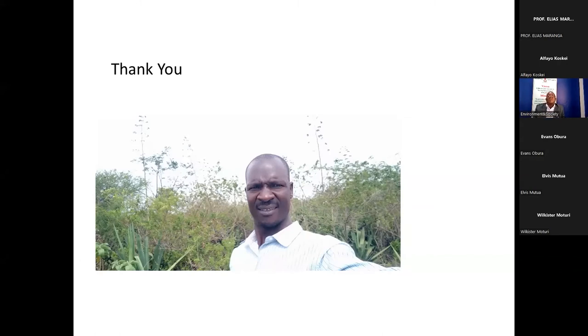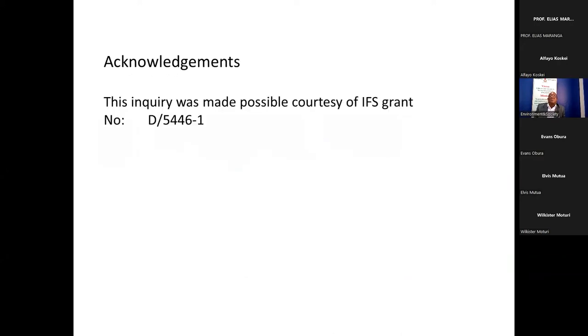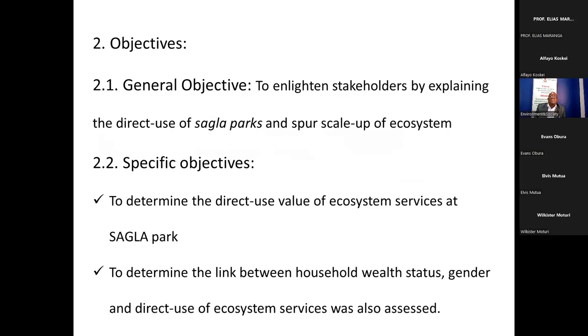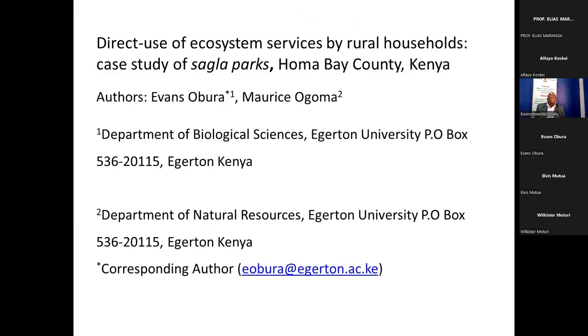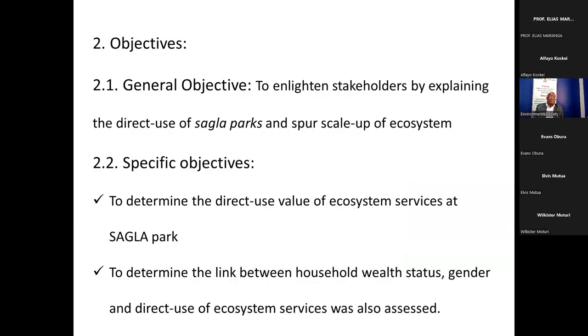There's another question here. Somebody is asking, what problem were you addressing by this research? The other question is, you talked about charcoal burning. Is there any replacement of trees which is being burned for charcoal? Those are some of the questions you may wish to respond to.